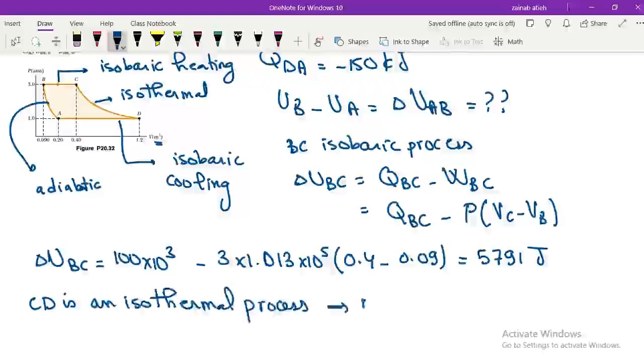Then delta U CD must be equal to 0. No calculation is needed. The temperature is constant and U is a function of temperature. Let's move now to dA.